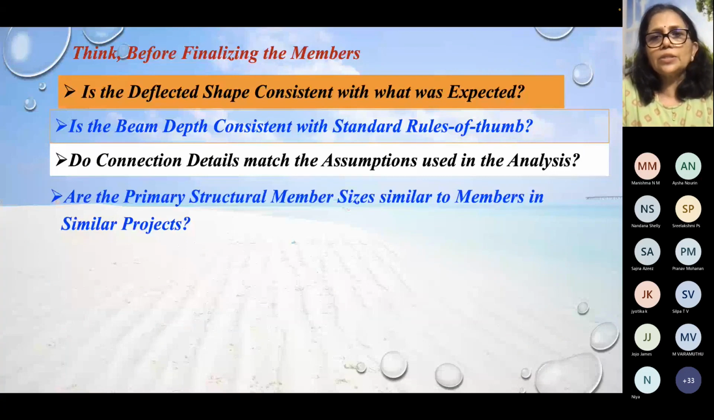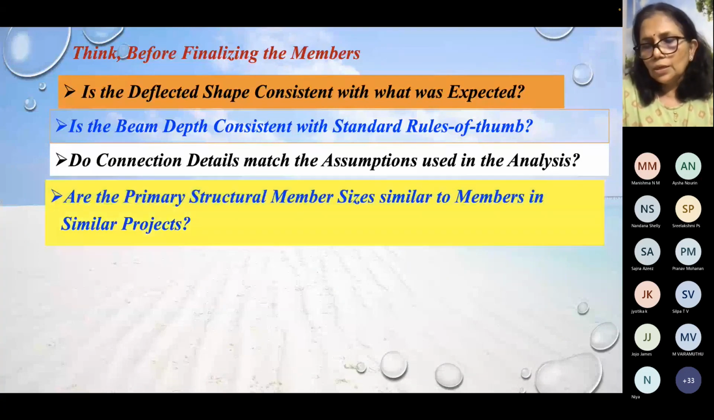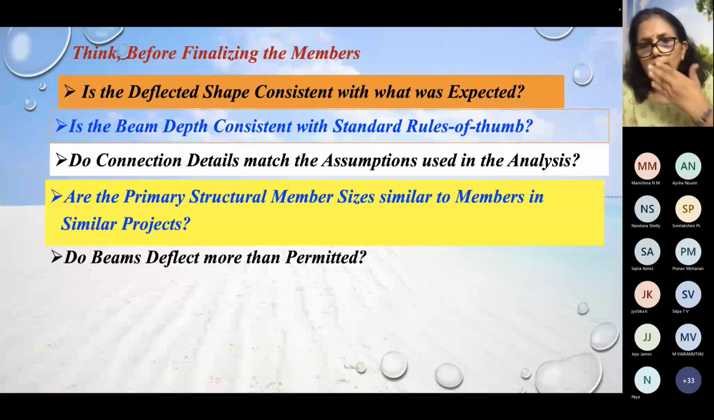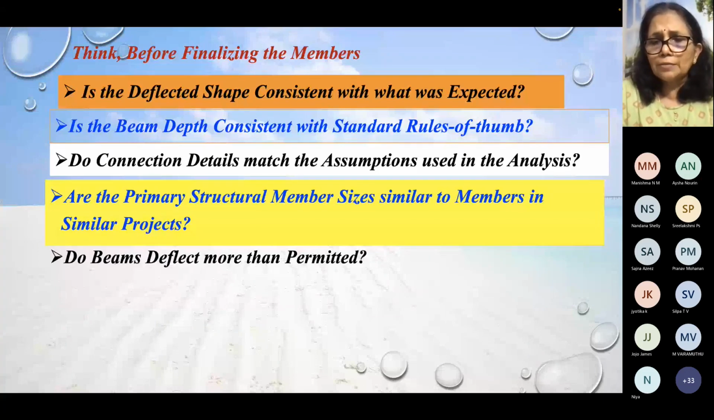And are the primary structural member sizes similar to members in similar projects? So you can check the member sizing with similar projects with the same span, same loading condition. It may not be possible always, but if it is possible, it is better to check. Do the beams deflect more than permitted? The code specifies allowable deflection. So you have to check for that deflection also. These are called serviceability conditions.